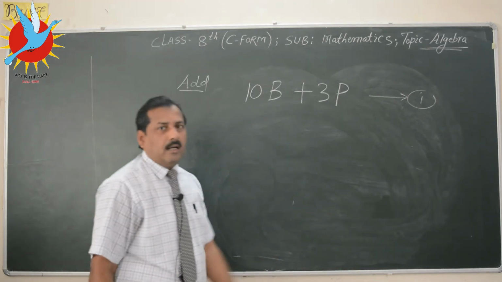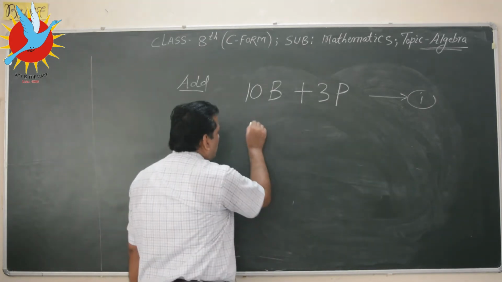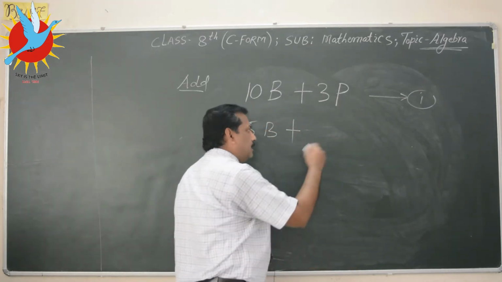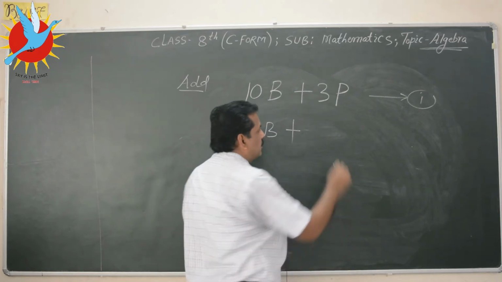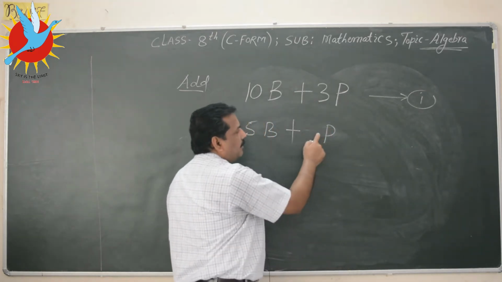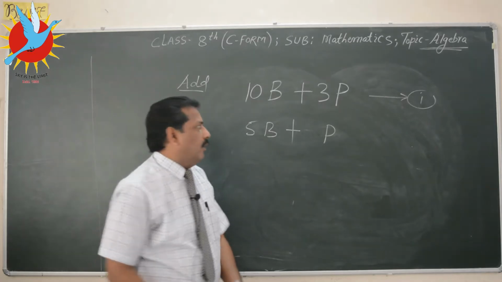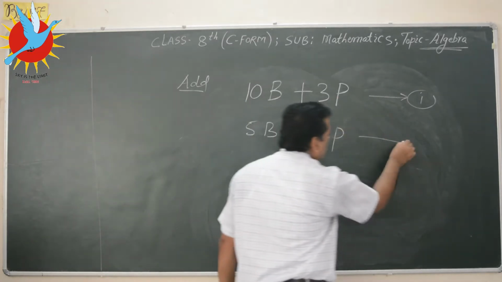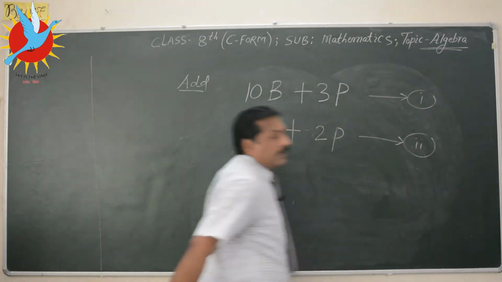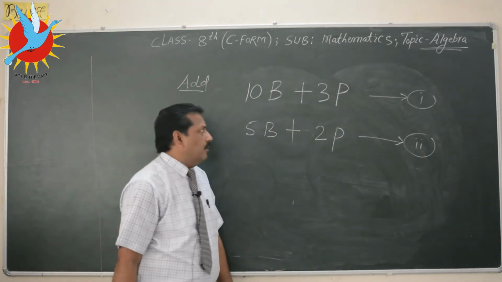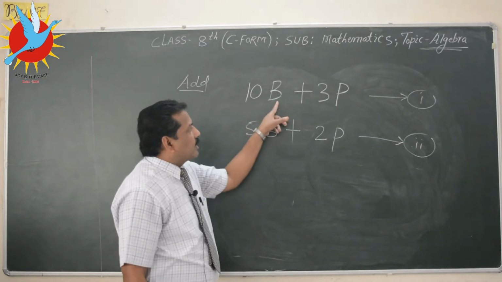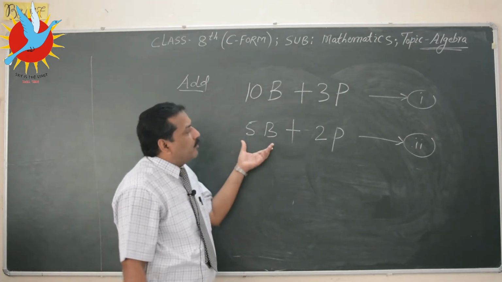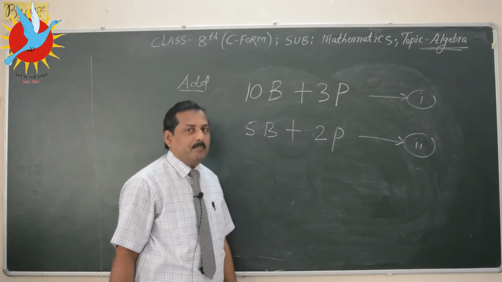And in another almirah you have 5 books. So 5B. And you have, let us say, 1 pencil. Here it is understood that 1 is there. Or let us say, let me write 2 pencils. So this is the content of the second almirah. You have 2 almirahs. In one almirah 10 books are there, 3 pencils are there. In another almirah 5 books are there and 2 pencils are there.